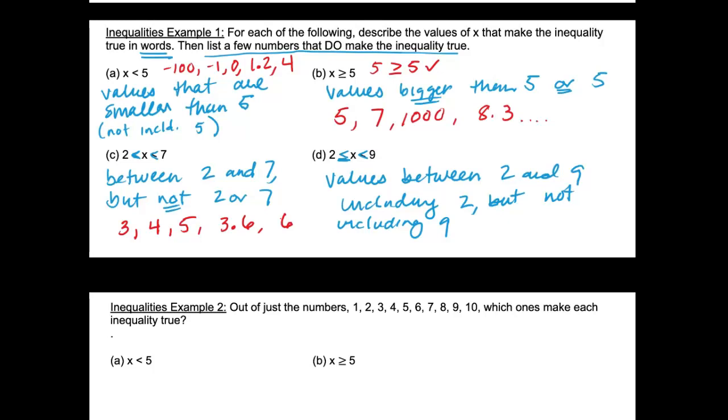So we could pick numbers like 2 would work, since x is greater than or equal to 2, it's equal to 2. 3.1 would be between 2 and 9. 4 would. 8 would. We could think of even like 8.9999, something really, really close to 9, but just not including 9 would count.